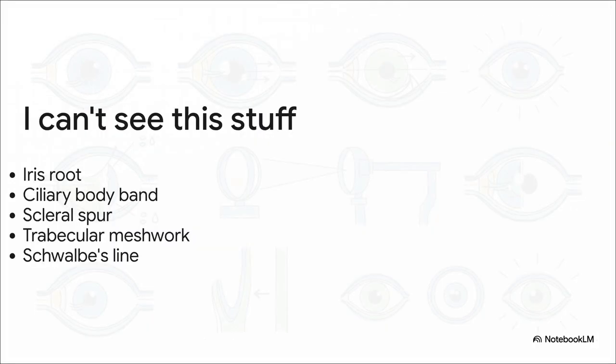To permanently anchor these structures in your mind, moving from posterior to anterior, so from the base of the angle up toward the cornea, Dr. Boozin gives us this highly memorable mnemonic, I can't see this stuff. So good, right? It stands for iris root, ciliary body band, scleral spur, trabecular meshwork, and Schwab's line. Just memorize that sequence. Because if you know exactly what order they're supposed to appear in, you're going to know immediately when something is missing or dangerously blocked from view.